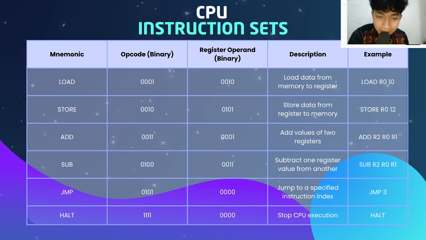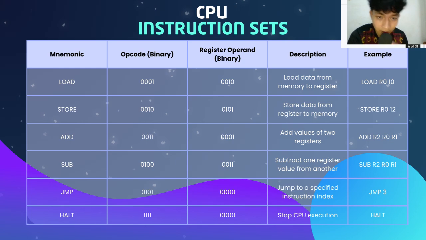For sub, the opcode is 0100, the register operand is 0011. The description is to subtract one register value from another. An example is SUB R2, R0, R1. For JMP, the opcode is 0101, the register operand is 000, which means it doesn't exist, and the description is to jump to a specific instruction index. An example is JMP 3. And for the final mnemonic, halt, the opcode is 1111, the register operand is 0000, which means it doesn't exist, and the description is to stop CPU execution. An example would be HALT.